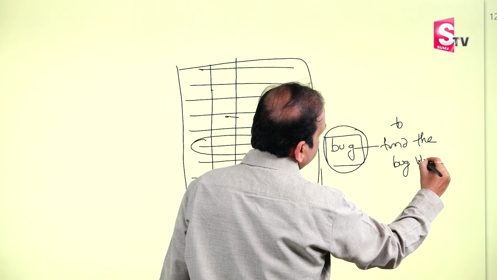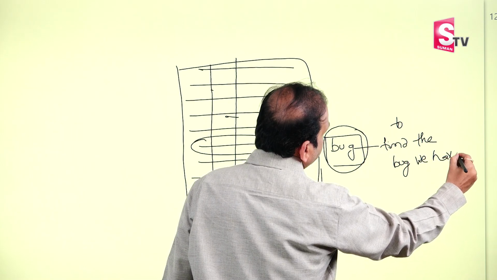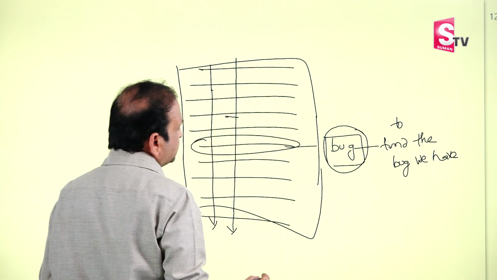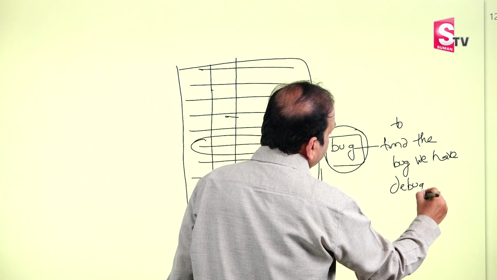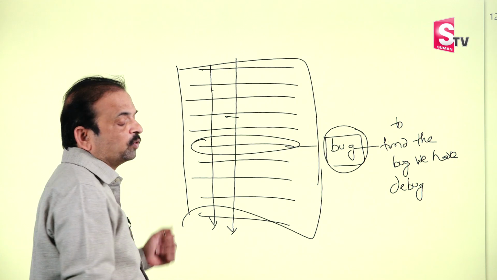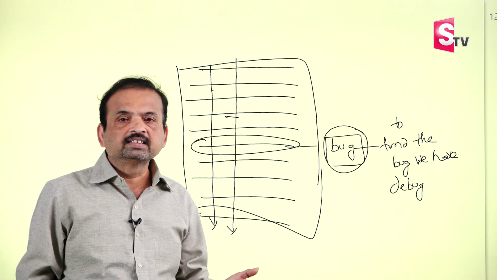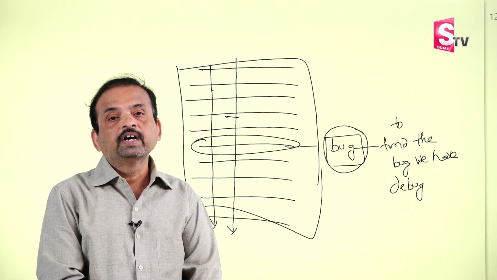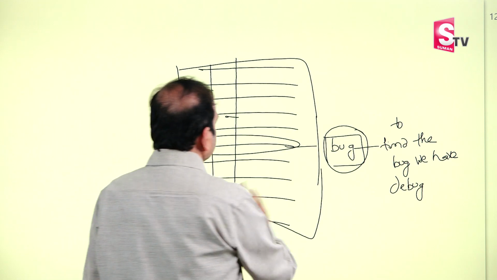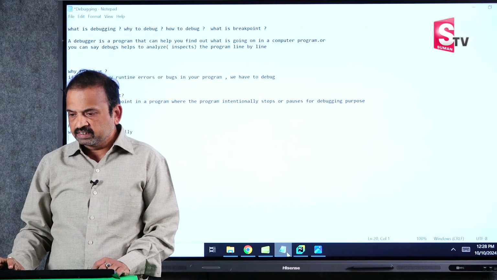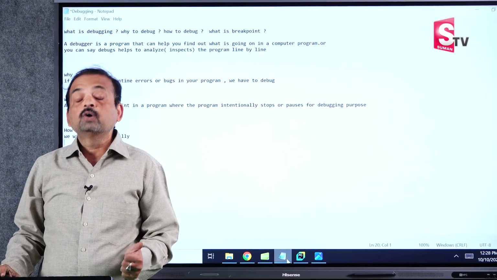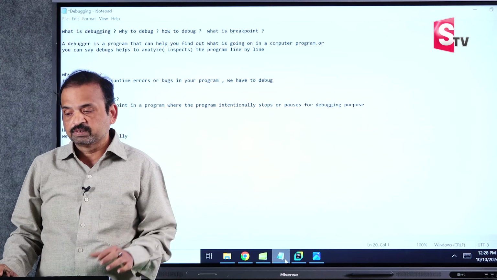We have to debug the program because maybe my program contains logical errors or runtime errors. If my program has some wrong inputs, logical errors or runtime errors, we have to debug. And we'll see today how to debug. First, we'll understand these 4 points: What is debugging? Why to debug? How to debug? And what is a breakpoint?